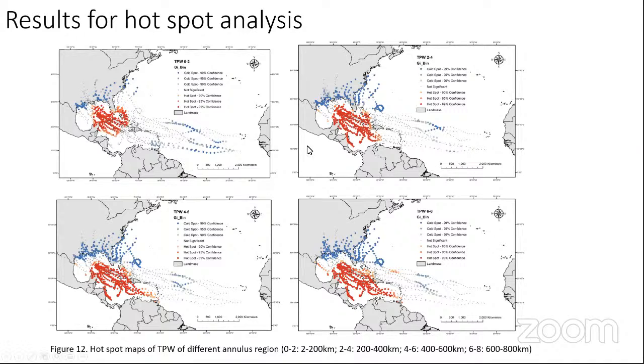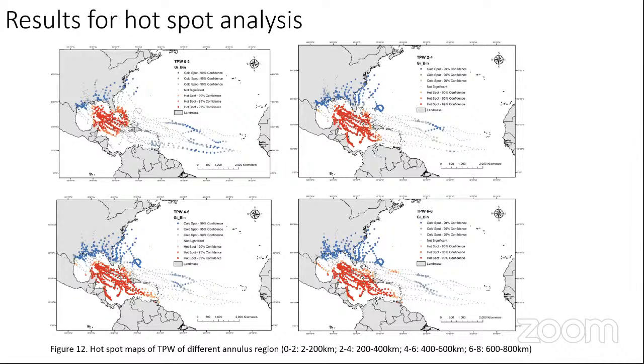So these 4 panels, from the top left, show the TPW from 0 to 200 kilometers, the top right is 200 to 400, the bottom left is 400 to 600, and the bottom right is 600 to 800. When we look at them together, we can see that the hotspots are mainly located in the Gulf of Mexico and the Caribbean Sea area.